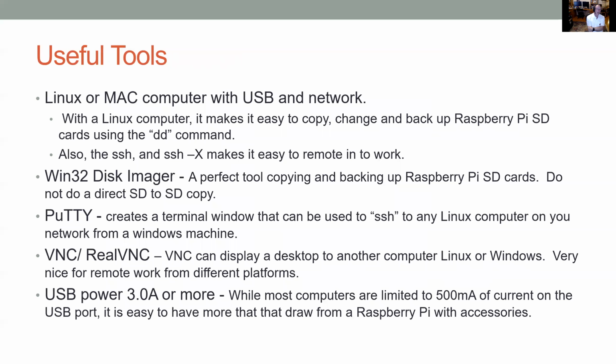One tool I have used heavily in the past is WinDisk Imager. This is an offline copy system to copy your SD cards. So what you can do is you can power down your Pi, pull it out, make a backup copy of your Raspberry Pi image onto your PC, and then put the SD card back in. And this way you can keep a backup copy on your PC, which is really nice.